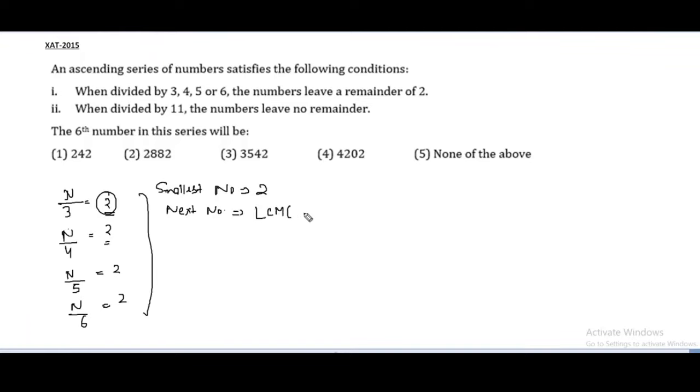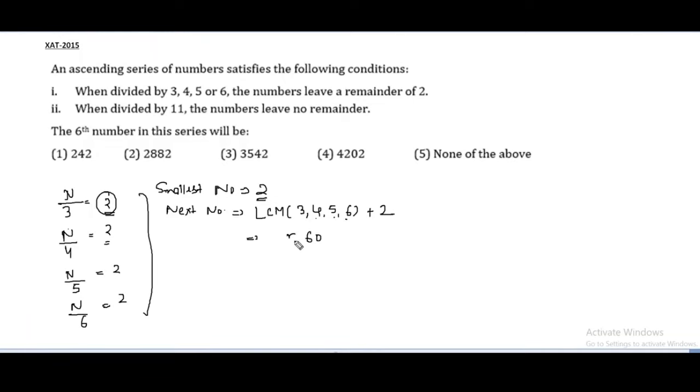Normally in books, this number is given as the smallest number. This is not the smallest number. This is the second smallest number. That is the next number. The smallest number is 2. So LCM is 6 into 5 into 2, 60.